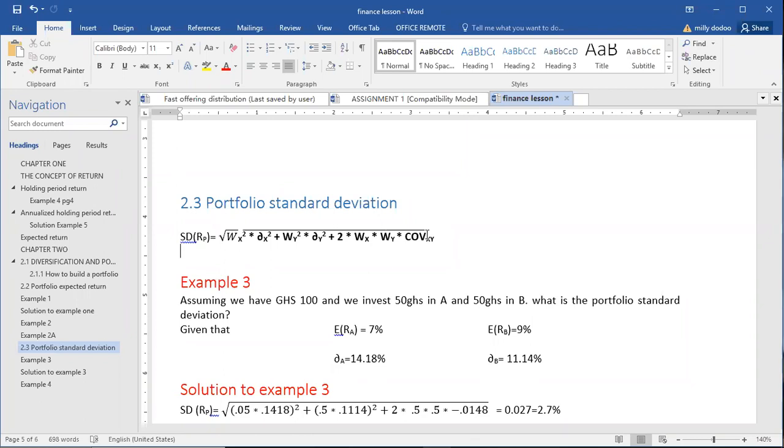Now look at it. Assuming that we have 100 Ghana cedis and we want to invest 50 Ghana cedis in A. We are still using the same illustrations so that you see the pattern. You want to invest 50 Ghana cedis in A and 50 Ghana cedis in B. What is the portfolio standard deviation?